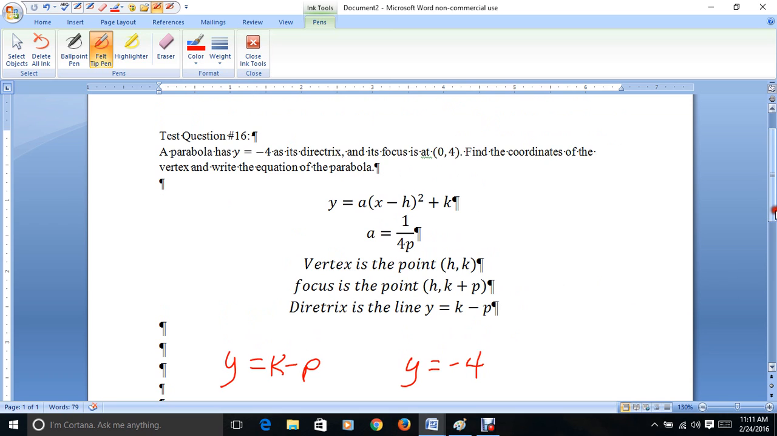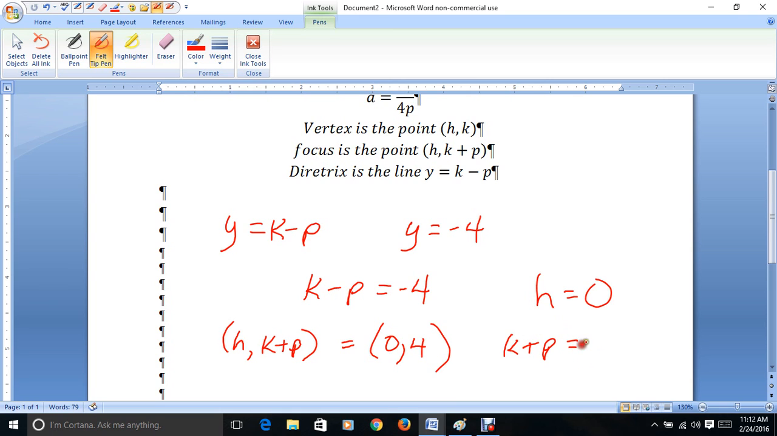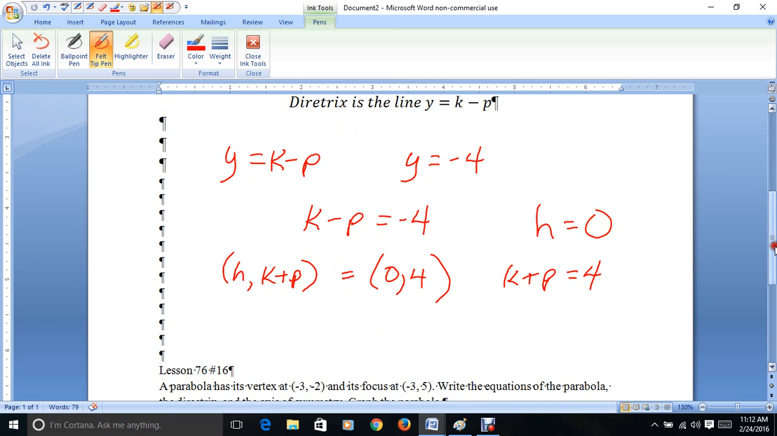Then the problem also says that the focus is at (0, 4). So the focus is (0, 4), and the focus is (h, k plus p). So (h, k plus p) is (0, 4). So that tells me 2 pieces of information. It tells me that h is 0, and it tells me that k plus p is 4. Alright, so k plus p is 4, k minus p is -4.